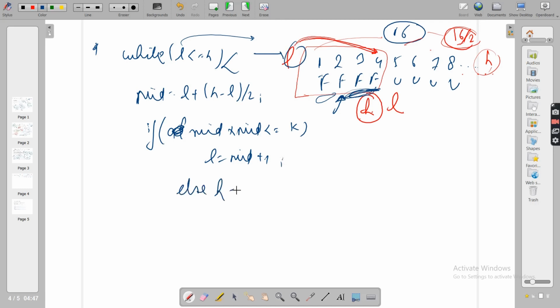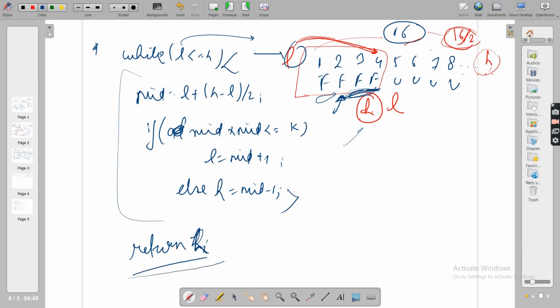Else, H is equal to mid minus 1. And who will give your answer? Once this loop is terminated, H will give you the answer. That's it, guys. Return H. Okay, I hope these things are clear to you. And this was also a type 1 problem.